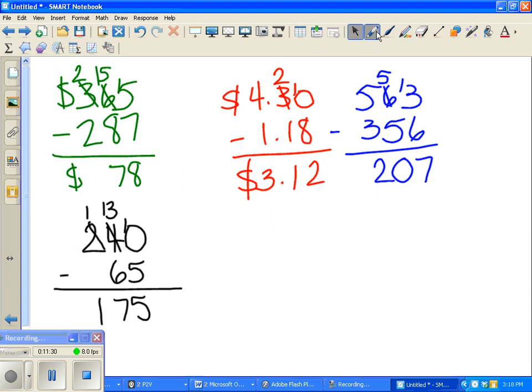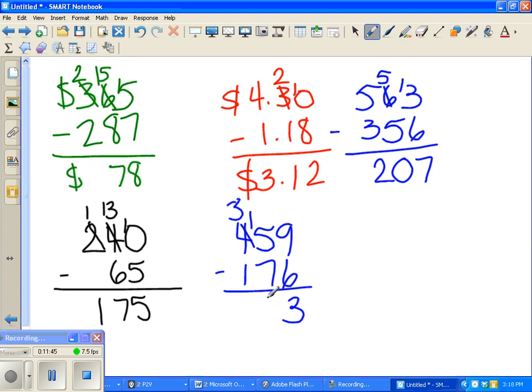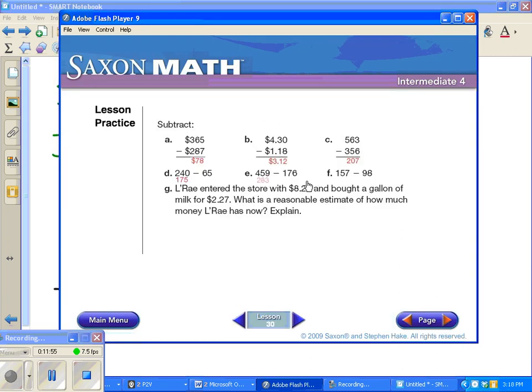459 minus 176. 9 minus 6. 5 minus 7. Can't do it. 15 minus 7. I hope you're trying to guess these answers before I write them down. That will make your brain get smarter. 3 minus 1, 2. Final answer, 283.